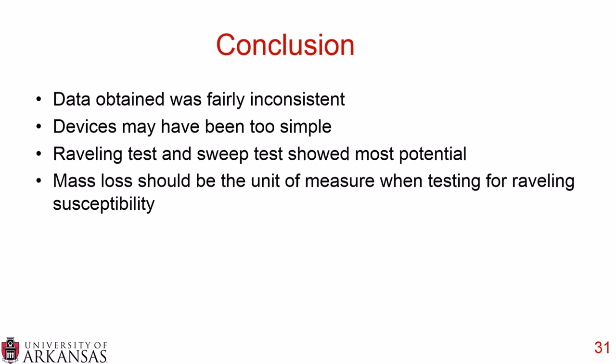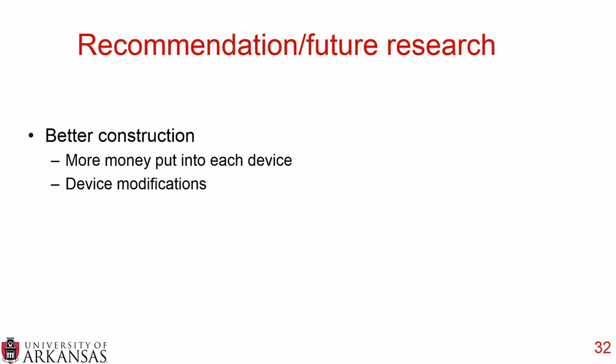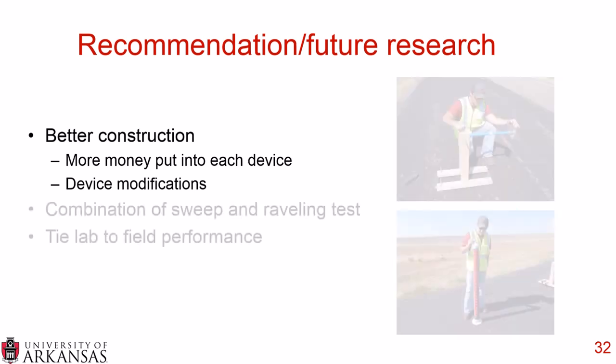And we think that when we're looking at raveling, we should be looking at mass loss. Trying to figure out how much material comes up during these tests in the field or in the lab is a good way to quantify the potential to return to traffic. Now, we definitely feel that this initial work is the first round of device evaluation, and we recommend further work on each of the devices to continue to evaluate their suitability for a return to traffic testing device. Some recommendations for future research: we suggest better construction, put a little more money into each device, modify them, and test them a little more.